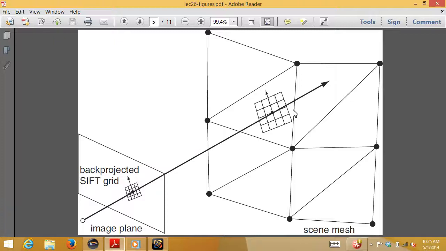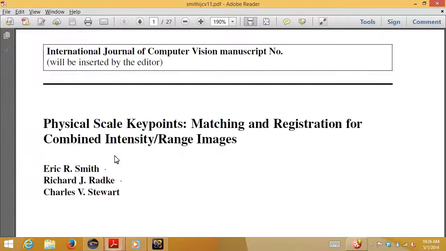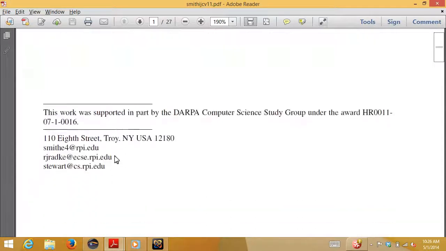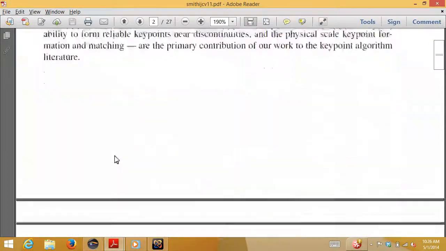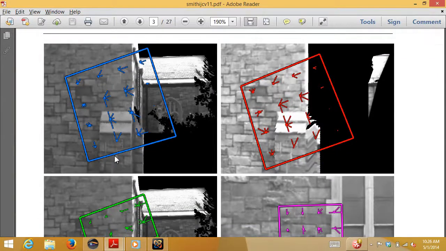One thing that I think was even more successful was something we called physical scale key points. I'm not sure I have this stored on my computer. Let's see if it's still here. Right, so this is another paper we wrote that shows how grungy some of this 3D key point detection could be. So this is one of the problems that we could have with the approach earlier.